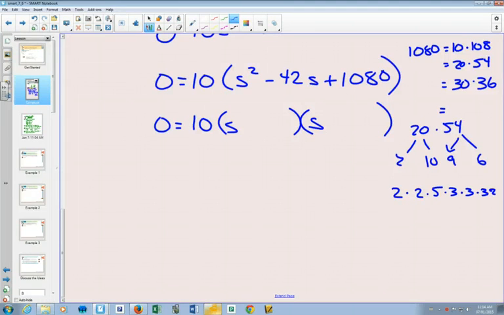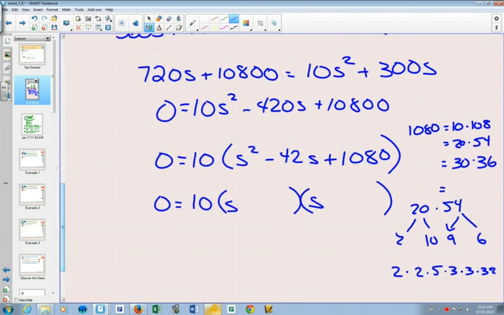And now I'm going to have to put those numbers together into 2 groups so that it makes a difference of 42. Yes? Is that supposed to be 10,800 instead of 10,800 in the brackets? I factored out a 10, right? So that's how it got to a smaller number.